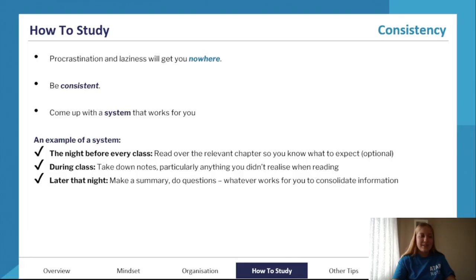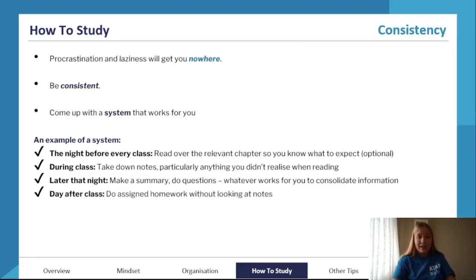And then for every single class that we've had that day, it's amazing if we go home and make summary notes, do practice questions, and whatever else works for us as a student in particular helps us consolidate and understand information the best.